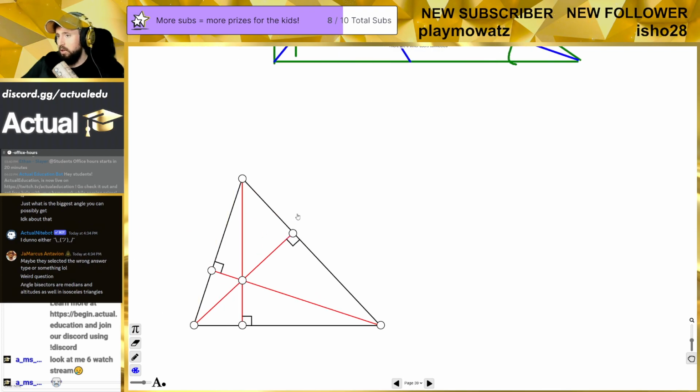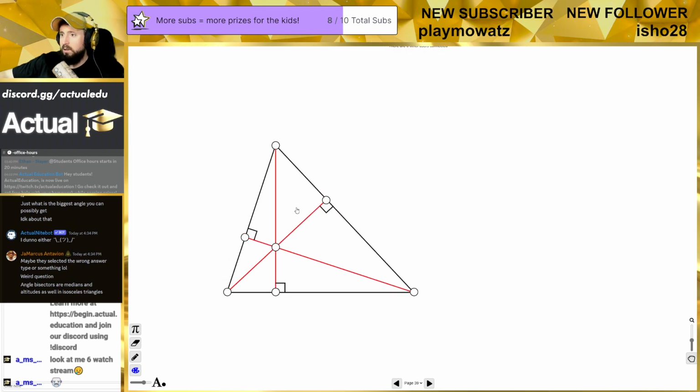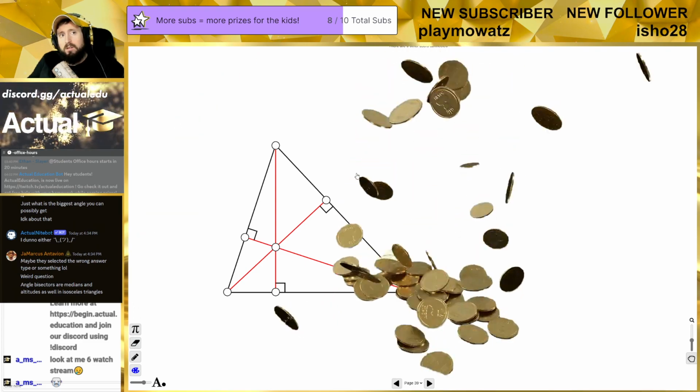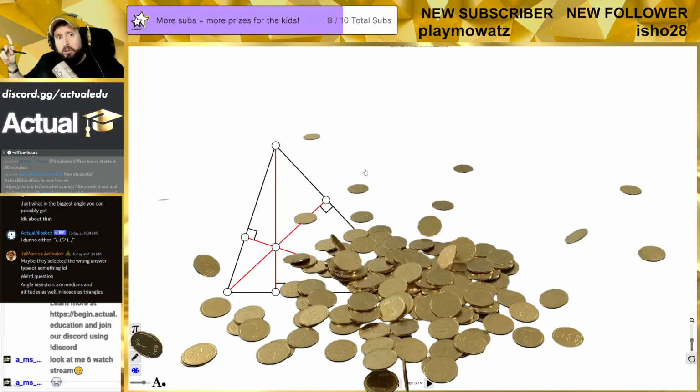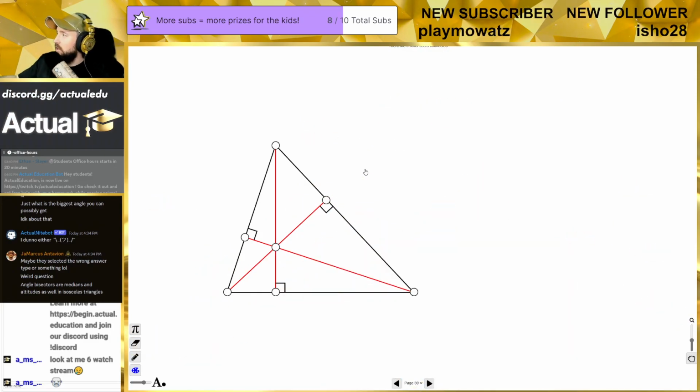So this is what we're saying. We need this to happen, where at least one of these is, or all three of these have to be angle bisectors, but only one of these needs to be like a right angle. Angle bisectors are medians and altitudes as well in an isosceles triangle. Yes, but can an angle bisector be an altitude not in an isosceles triangle?